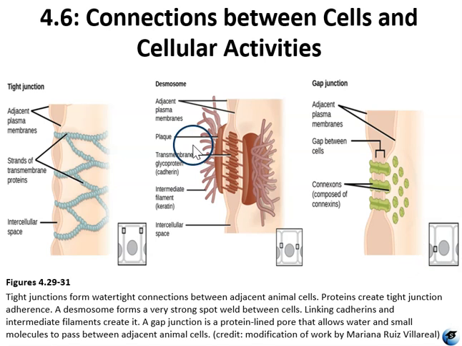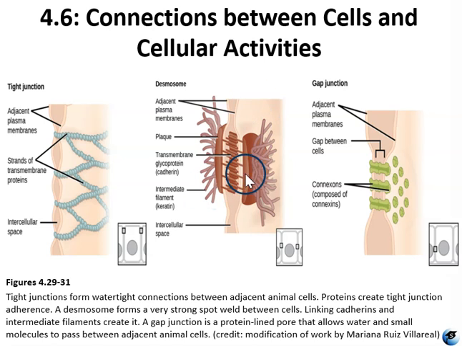Tight junctions, like this one here, form watertight connections between adjacent animal cells. Essentially, tight junctions are areas where the membranes of two adjacent cells join together to form a barrier. And the cell membranes are connected by strands of transmembrane proteins like claudins and occludins.